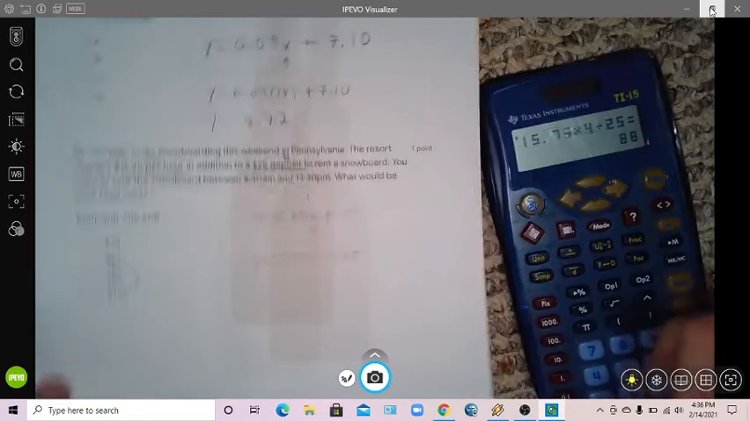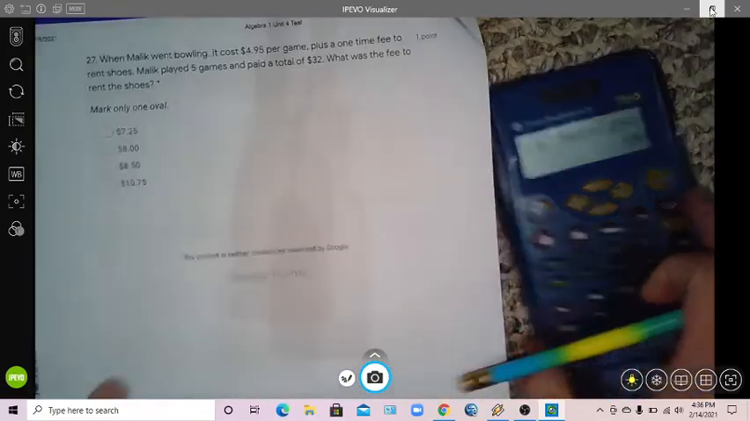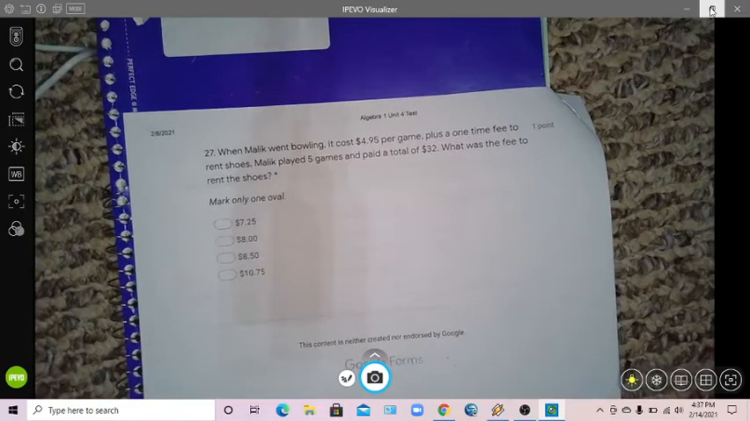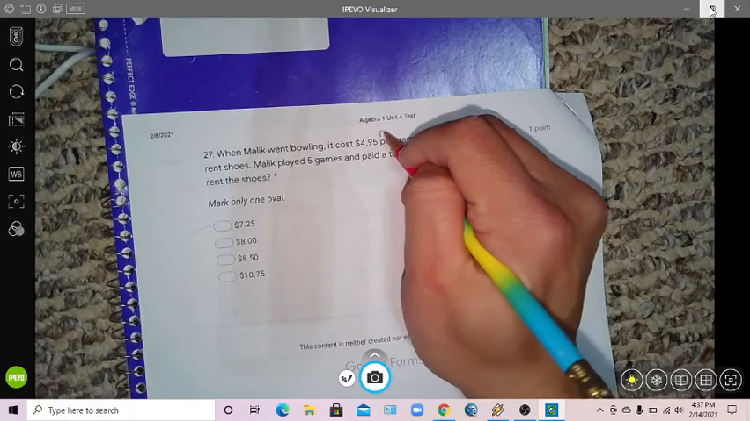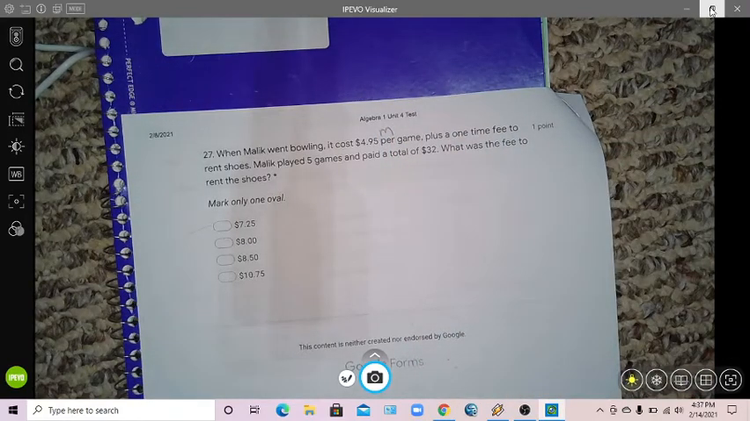All right, last question, number 27. Malik went bowling. It cost $4.95 per game. So there's your slope, plus a one-time fee to rent shoes. Malik played 5 games and paid a total of $32. What was the fee to rent the shoes? Okay, so before you played any game, you had to pay the amount to rent the shoes. So you had an initial charge. It's asking for the initial charge.